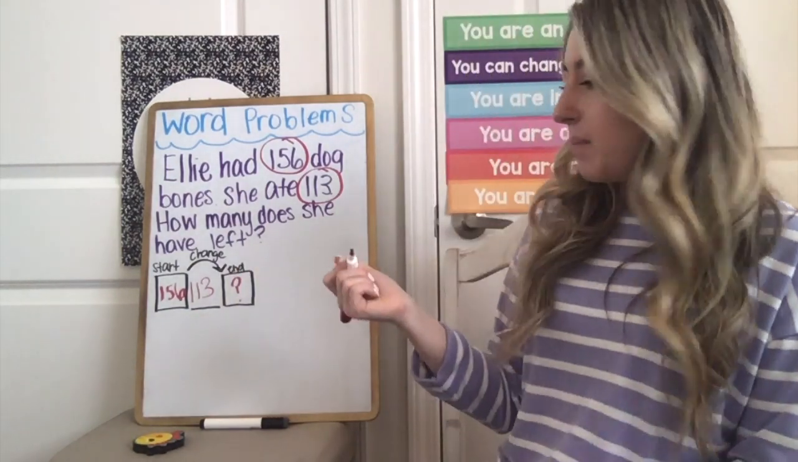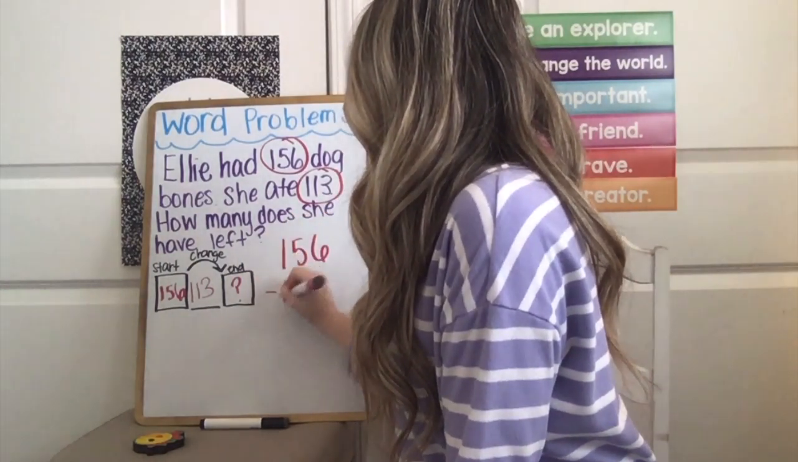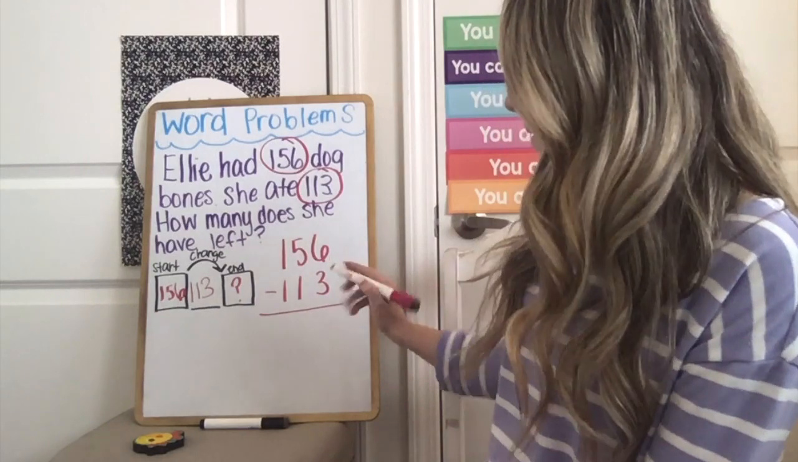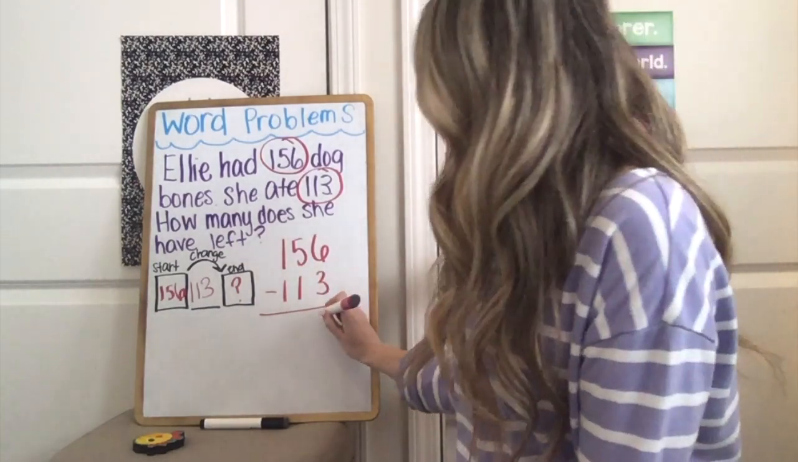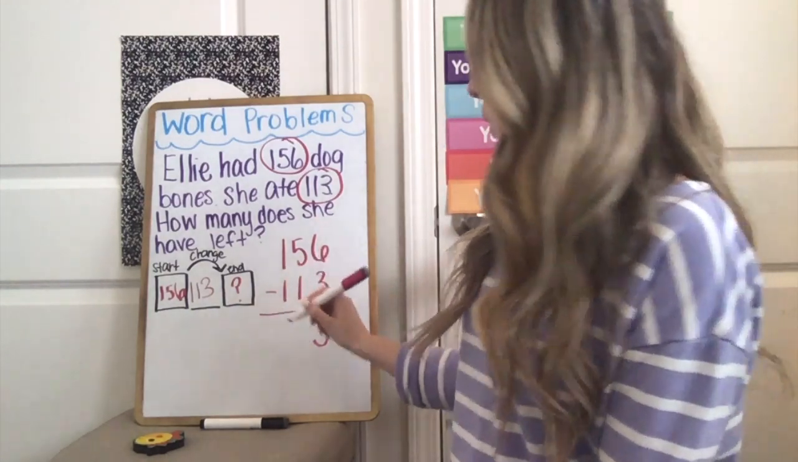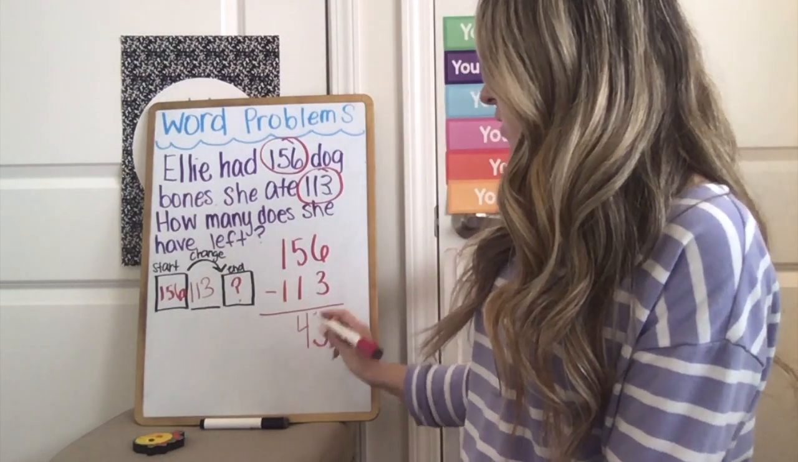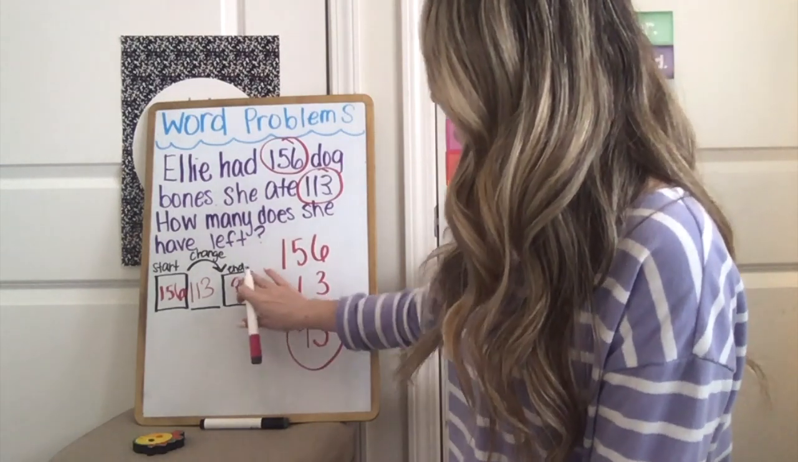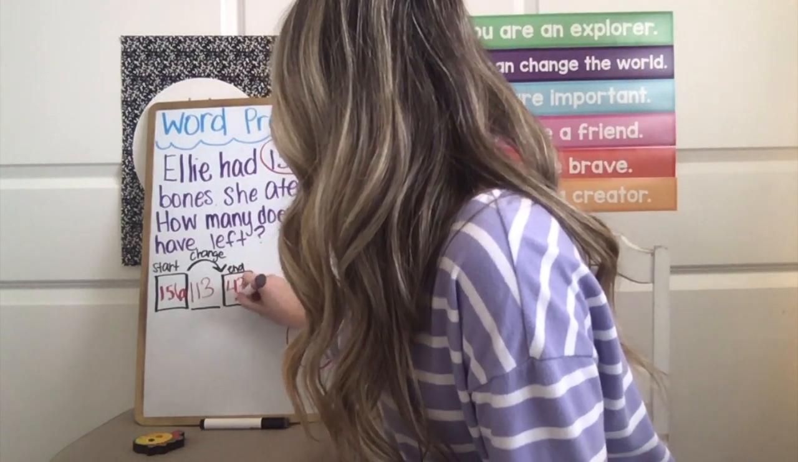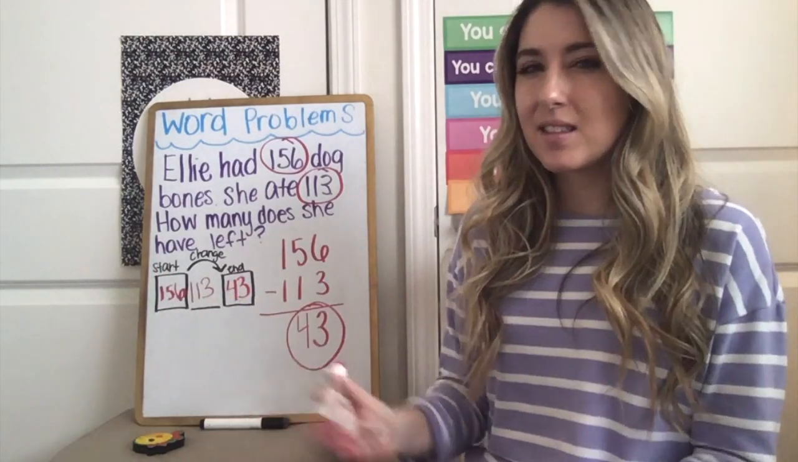So now I'm going to set this up to subtract. 156 minus 113. And it doesn't look like I need to regroup. So I know 6 minus 3 is 3. And then 5 minus 1 is 4. And I know 1 minus 1 is 0, so I don't need to put anything there. So my answer is 43. She had 43 dog bones left. And then if I really think about it, that makes sense.